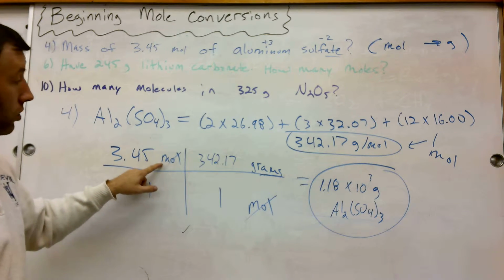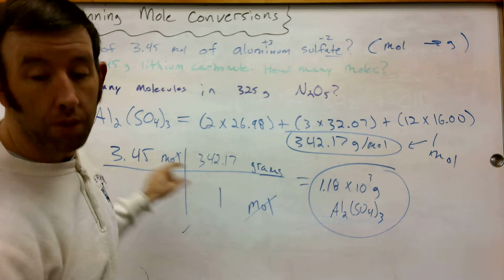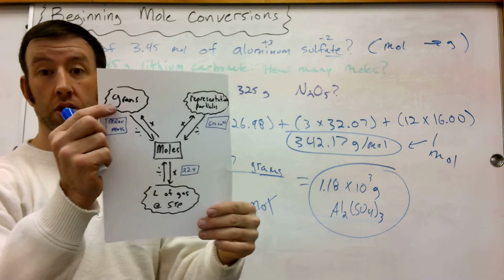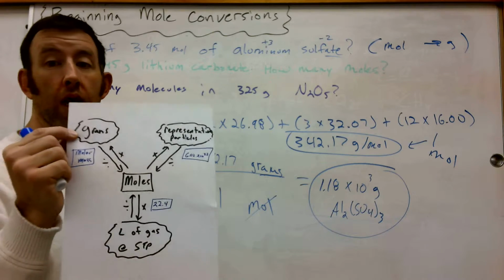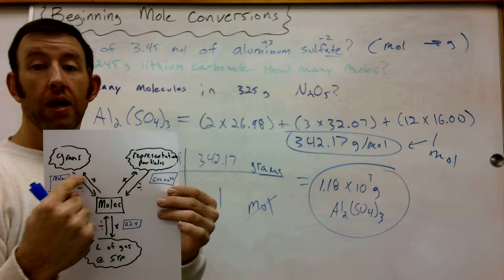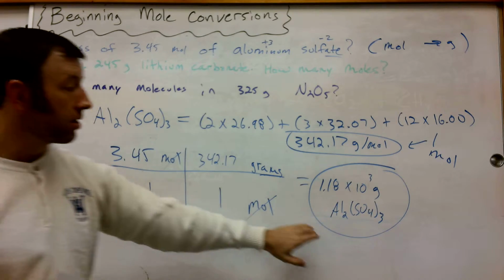I started with moles, which means on my flow chart, I'm starting in the center. I needed mass, which is grams. So going from moles to grams, I'm following this arrow out, so that means I multiply by the molar mass, which is what I did here. There's my answer.